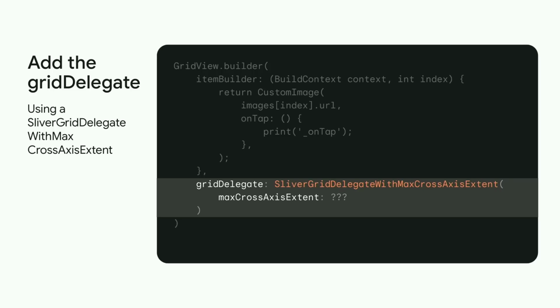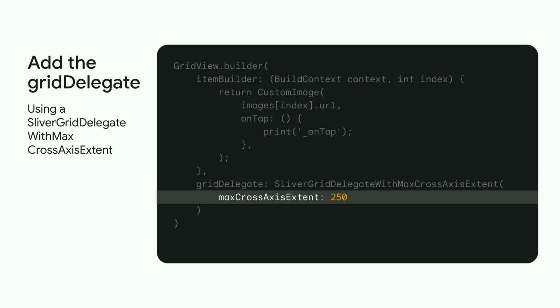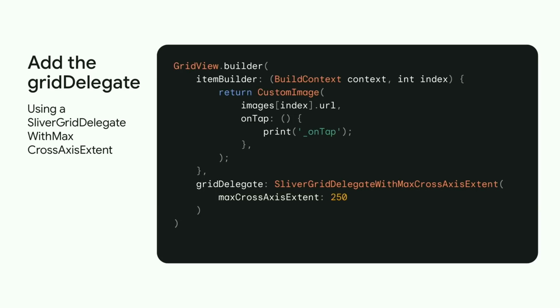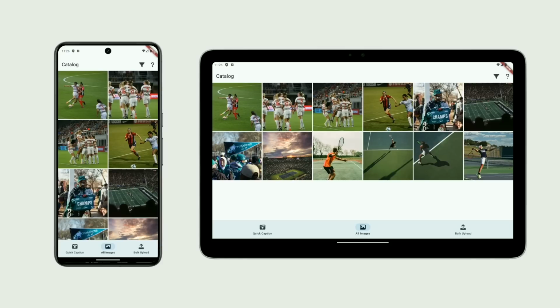So instead of setting a hard-coded number of columns, let's have Flutter handle the adaptive part for us with the sliver grid delegate with max cross-axis extent. We just need to figure out what we want the maximum width of our items to be. This can be a hard-coded number, and we're going to go with 250 for our app. What you choose for your maximum width will depend on the layout of your items and what you think looks best. So with those changes, here's what the app looks like now.